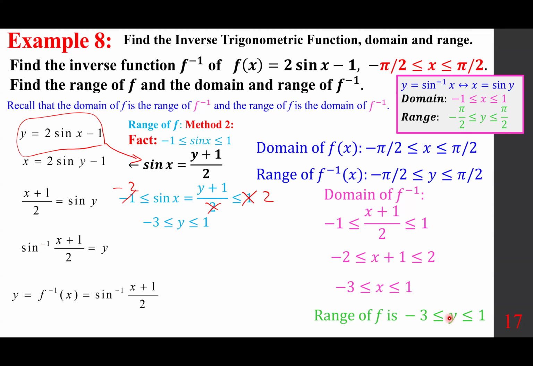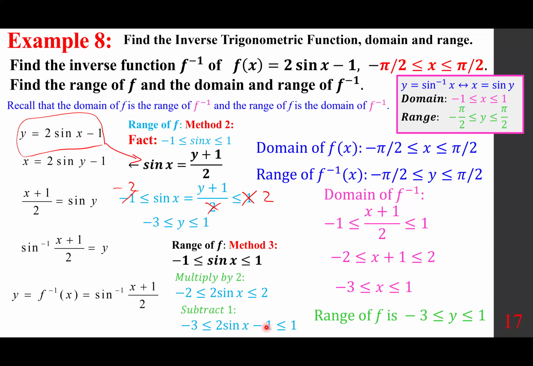Also, I'm going to give you a third method for practice. Range of f, method 3. We know sine x is between negative 1 and 1, right? So I'll make it look like this. Y is 2 sine x minus 1, right? So multiply by 2, and you get negative 2, 2 sine x, 2. And then to make it look like this, subtract 1 from every side.